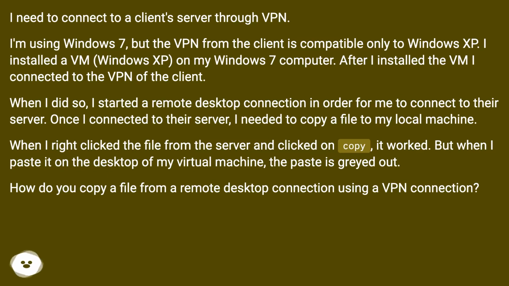When I did so, I started a remote desktop connection in order to connect to their server. Once I connected to their server, I needed to copy a file to my local machine. When I right-clicked the file from the server and clicked on copy, it worked. But when I pasted on the desktop of my virtual machine, the paste was grayed out. How do you copy a file from a remote desktop connection using a VPN connection?